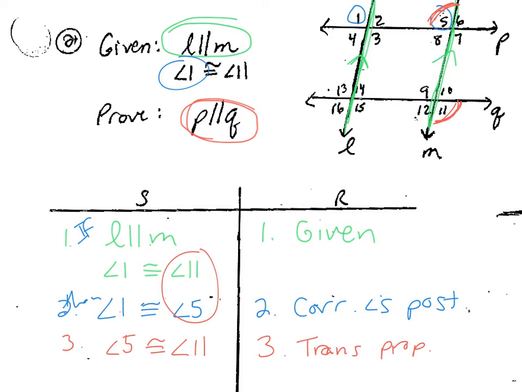Okay, now let's think about the proof because I don't want to do more work than I have to. I'm trying to prove that line P is parallel to line Q. And right now I'm looking at the right side of my picture. I'm looking at this side of my picture right here.